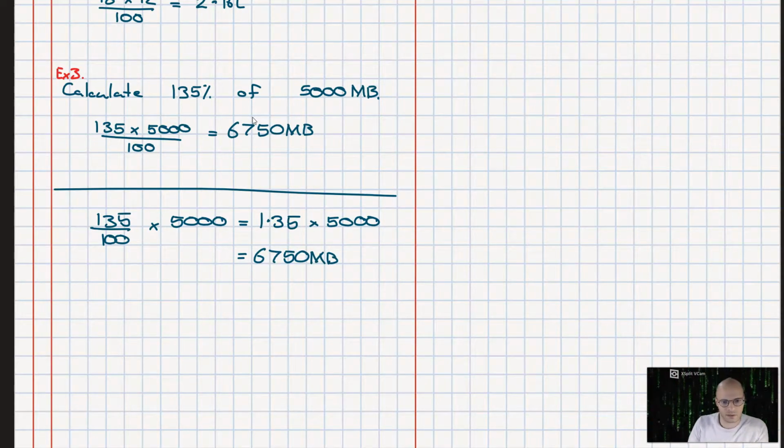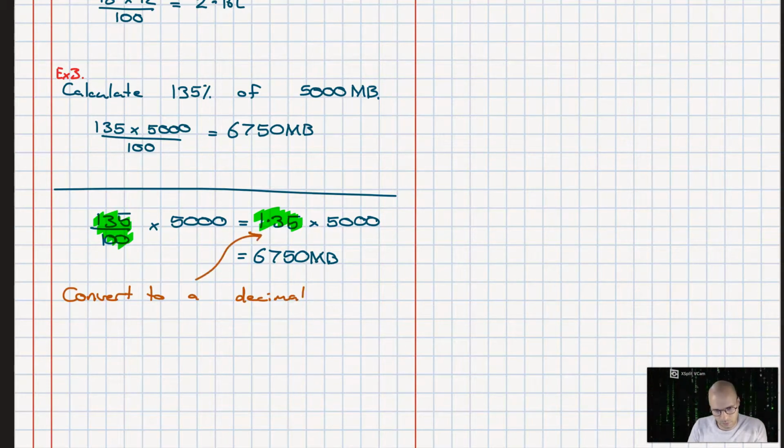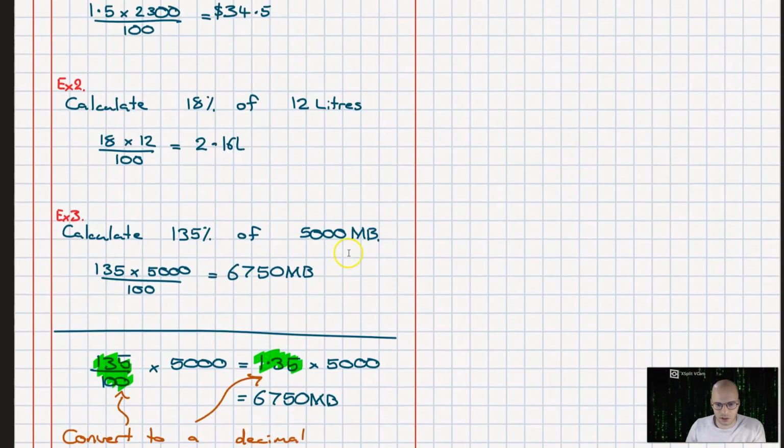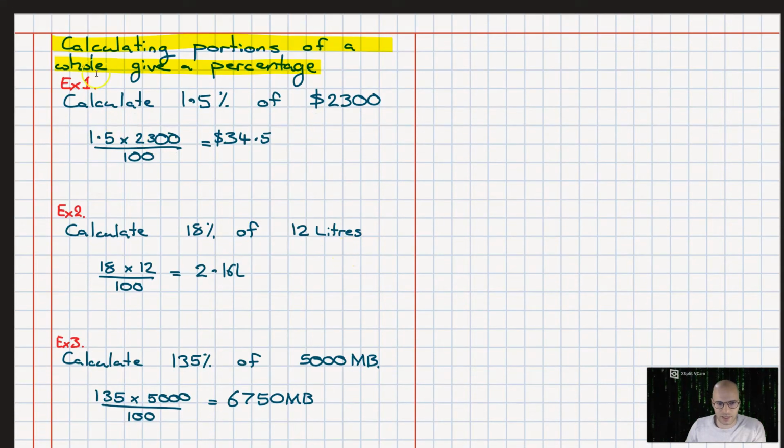So what we're actually doing is this part here and this part here, we're simply converting it into a decimal. And when you multiply the decimal form by the whole amount, that will give you the portion. In this case, for the last example, the portion is in fact bigger than the whole amount because the percentage is higher than 100%. So this has been a video showing us how we can calculate a portion of a whole when we're given a percentage.